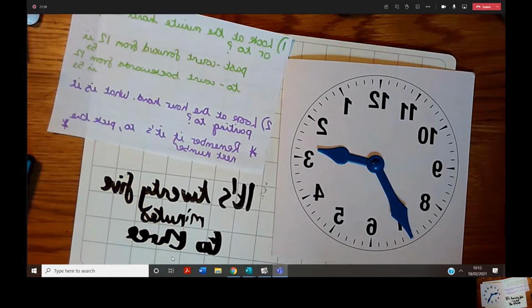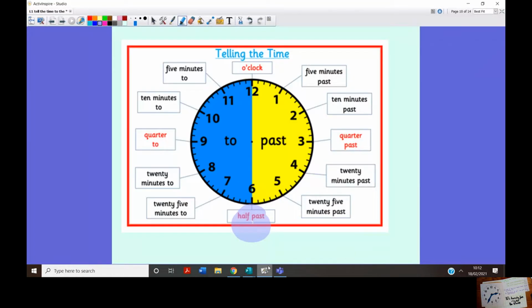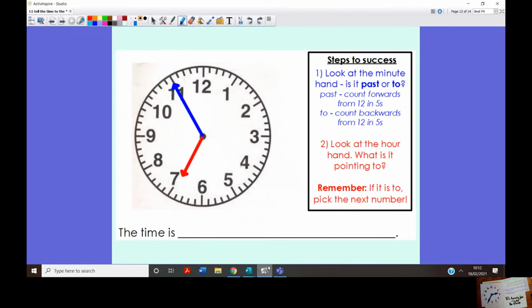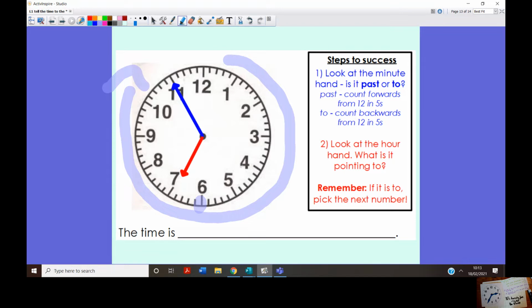Okay, right, let's go back. This is an example of what you will have in your independent task. So we're just going to do this one together quickly. You need to look at the minute hand. Is it past or is it to? Remember, this is your point. If the minute hand is beyond that point, you know it's going to be to. So looking here, how many minutes to?